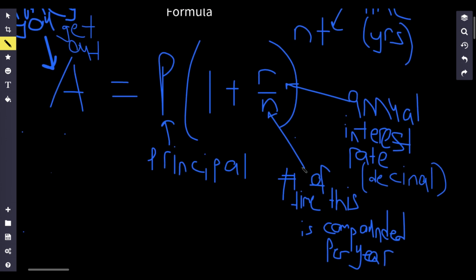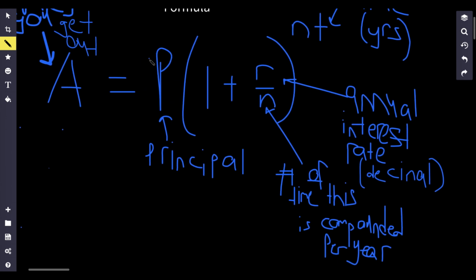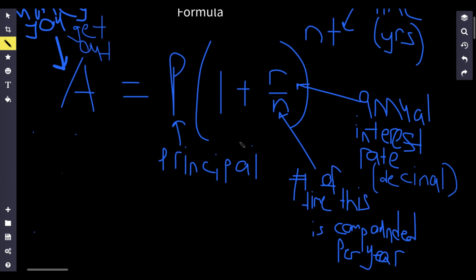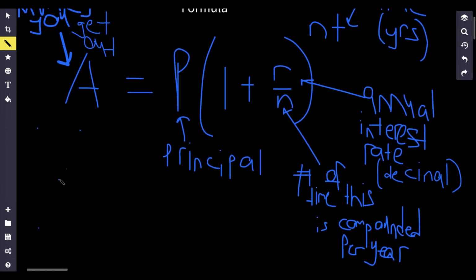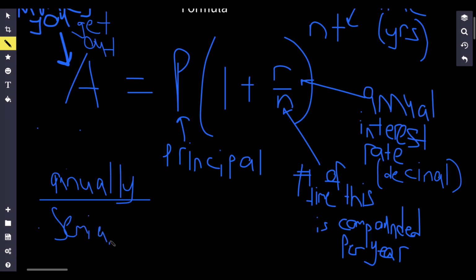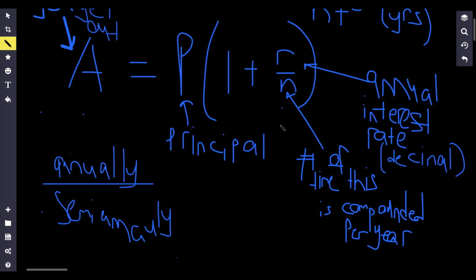Your N represents the number of times that this value is compounded per year. So if I said my principal was compounded 3 times per year, well, my N value would be 3. If I say my principal was compounded annually, you can think about it as just yearly. So the number of times that you compound this principal would just be 1 time per year because it's yearly. Semi-annually just represents you compounding this 2 times per year. So your N would be equal to 2.